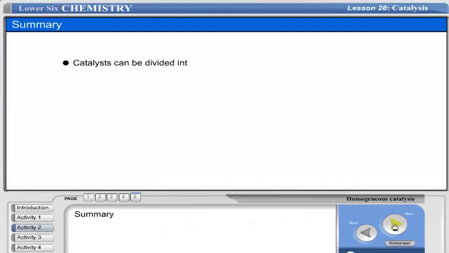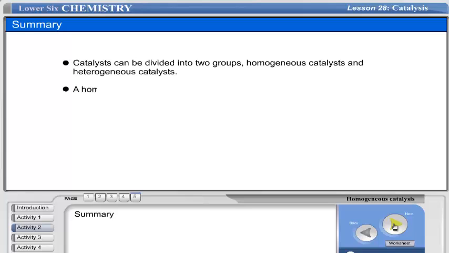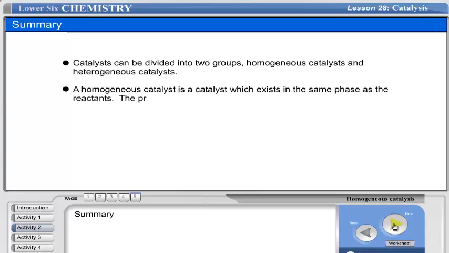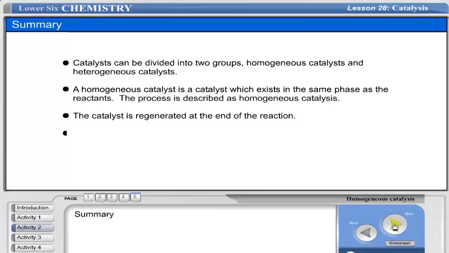Catalysts can be divided into two groups: homogeneous catalysts and heterogeneous catalysts. A homogeneous catalyst is a catalyst which exists in the same phase as the reactants. The process is described as homogeneous catalysis. The catalyst is regenerated at the end of the reaction. A very small amount of catalyst is needed to speed up the rate of a reaction.